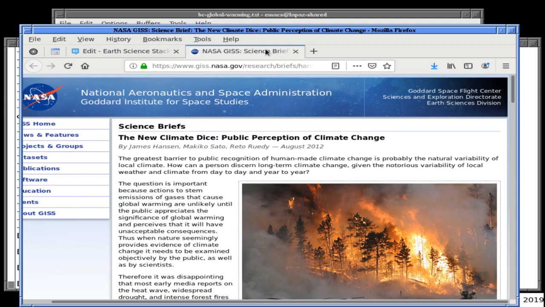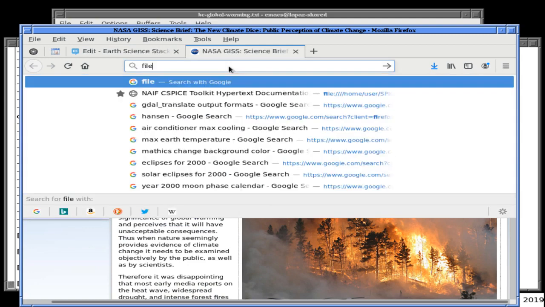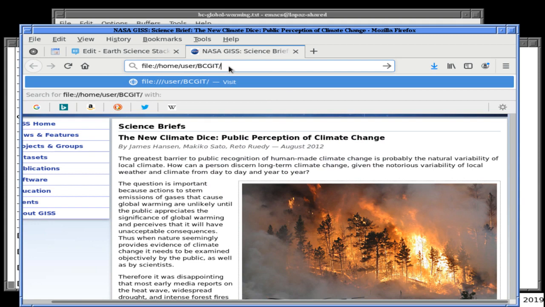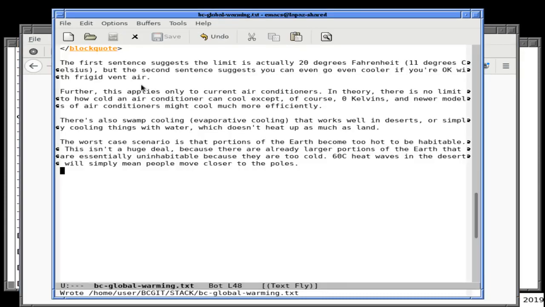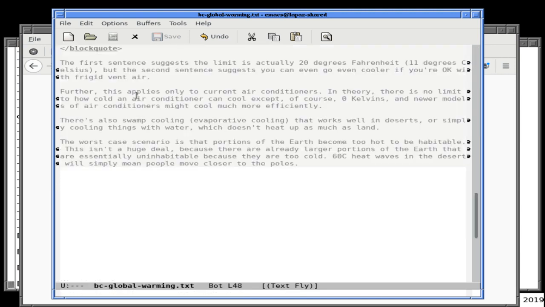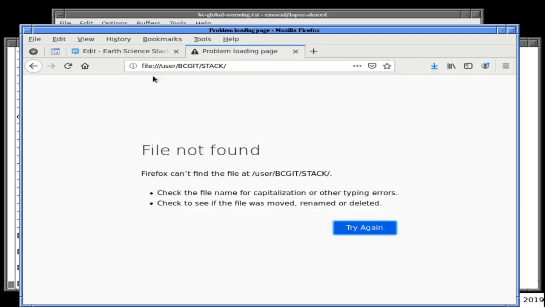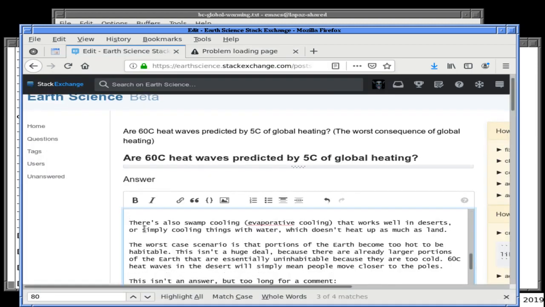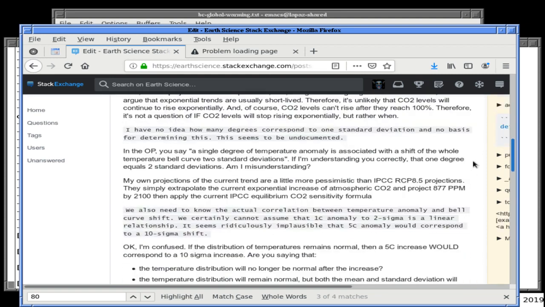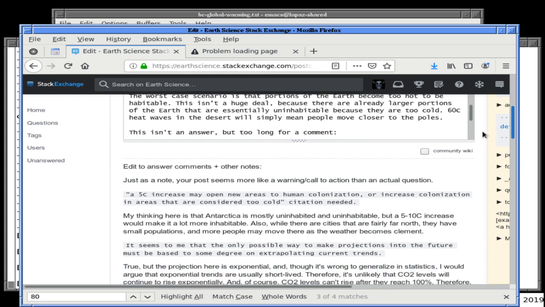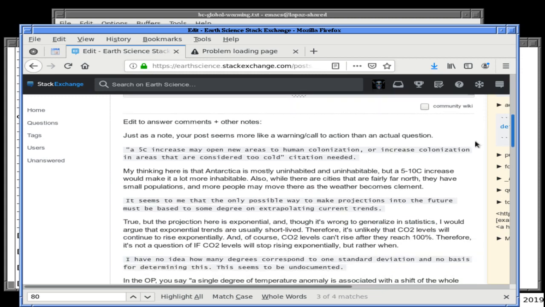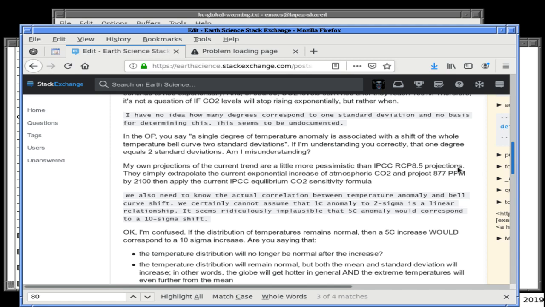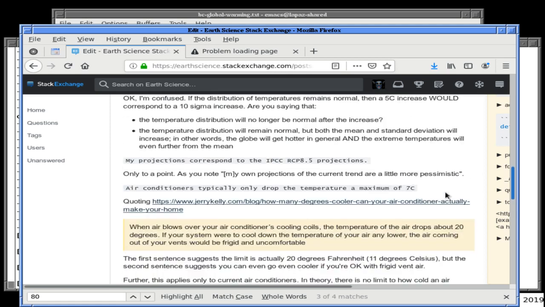There's more than one way to do what I'm about to do here. You know what? I could actually just cut and paste from Emacs, couldn't I? Escape W to cut. On my other machine, I can't cut and paste from Emacs because of the way I use it. So we'll just do this. And now we'll just make sure it all looks good. Just as a note, you're posting more like a warning call there. Oh yeah, that's beautiful. That block quote looks great.